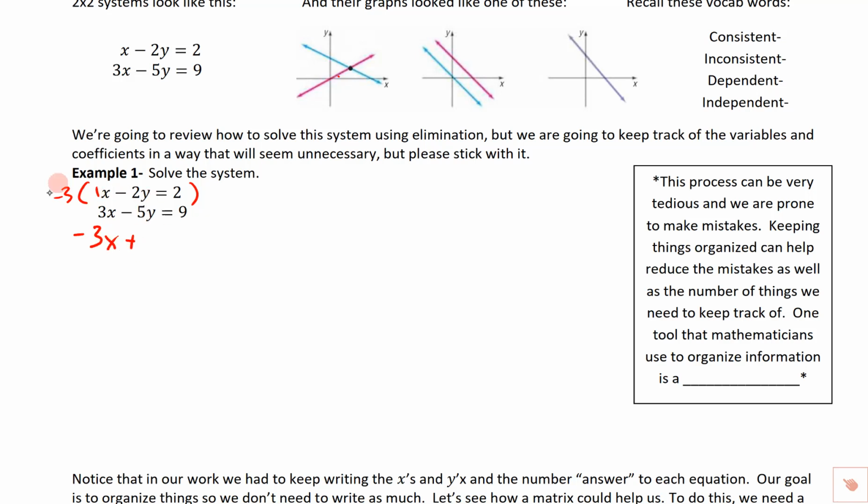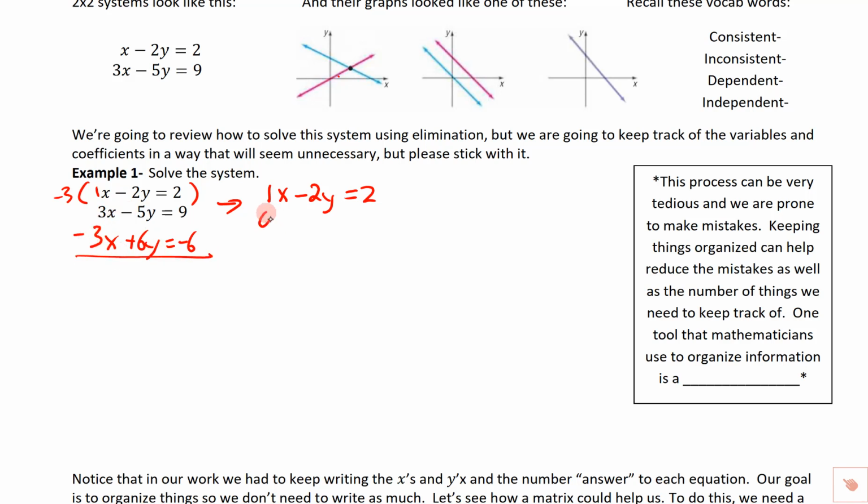I end up with plus 6y, and then this would be negative 6. Now, I like this equation right here, so I'm going to do something that's going to seem kind of silly. I'm going to write down 1x minus 2y equals 2. I'm going to write that equation down again. And then instead of writing down the one that I don't like, I'm going to write down what I get when I combine these together.